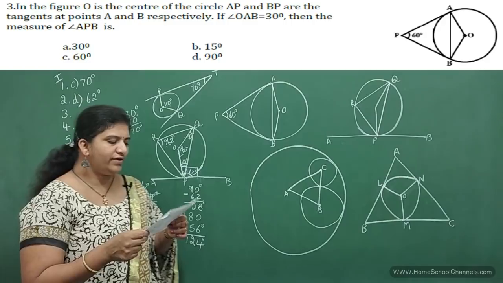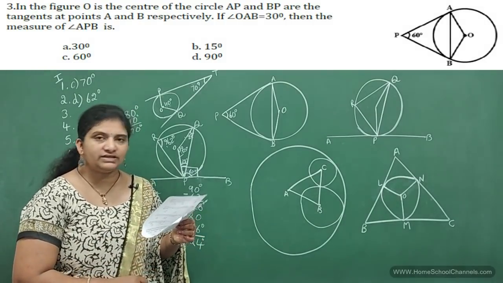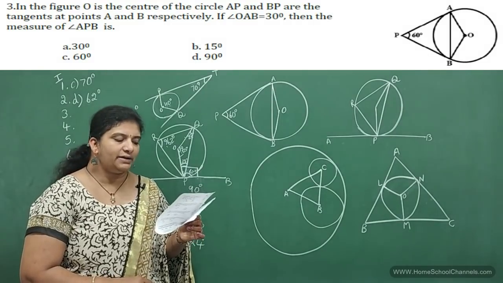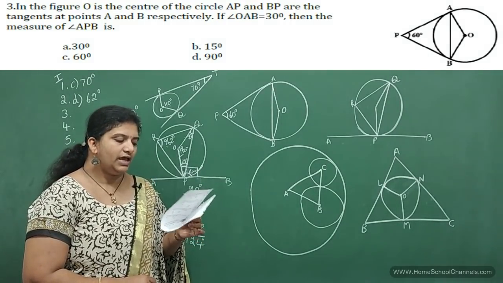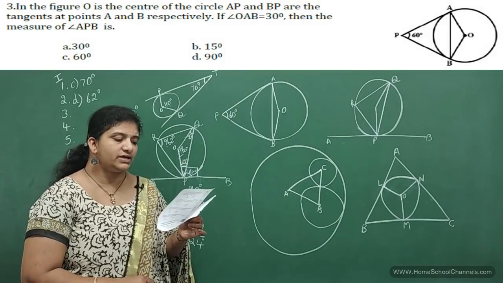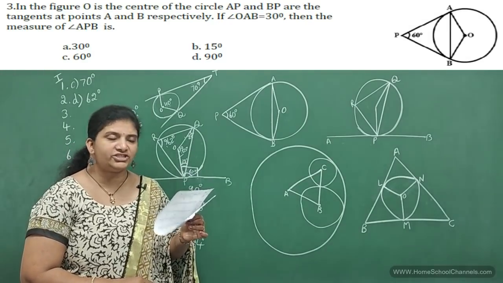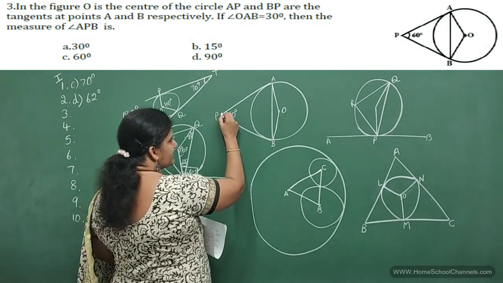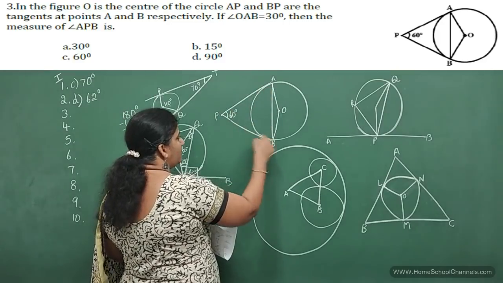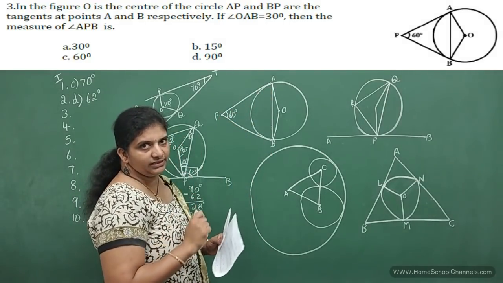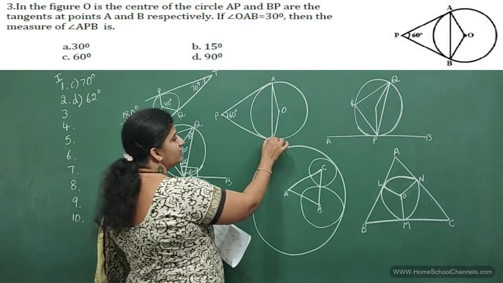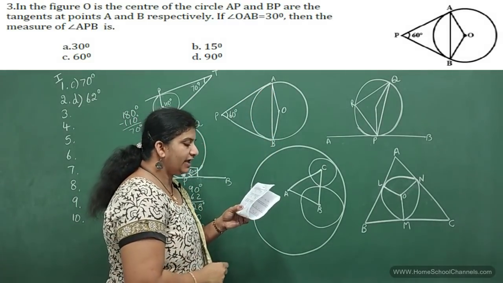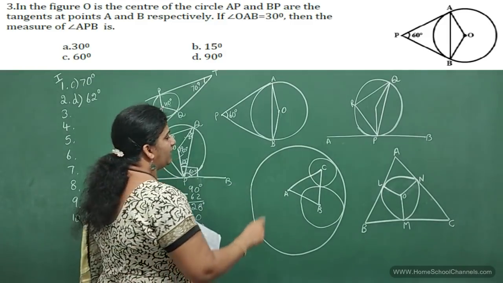Third one, in the figure, O is the center of the circle. AP and BP are the tangents at points A and B respectively. If angle OAB is equal to 30 degrees, then the measure of angle OBA is, observe the figure, P is an external point, AP and BP are the tangents to the circle. Immediately I remember this angle is 90 and this angle will be 90.